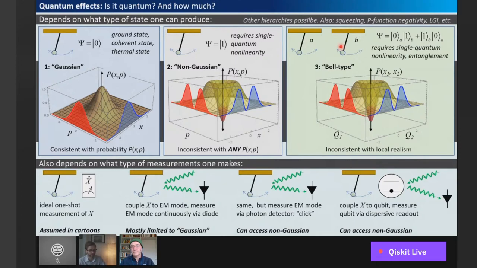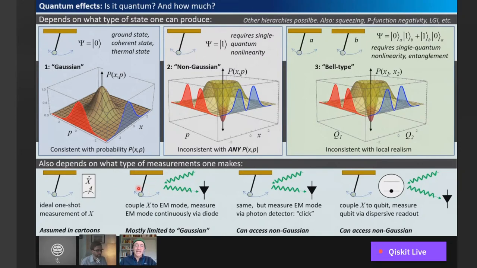Gotcha. Yeah, thank you. So the other point is that it's not just about what state you can produce, it's about how you can measure those states. And this is really key to the experiments that we'll be doing. What I just described, imagine that you have a harmonic oscillator and you have this super idealized von Neumann style position measurement. And these just don't exist. It's great for talking about quantum mechanics, but we just don't have such a thing.